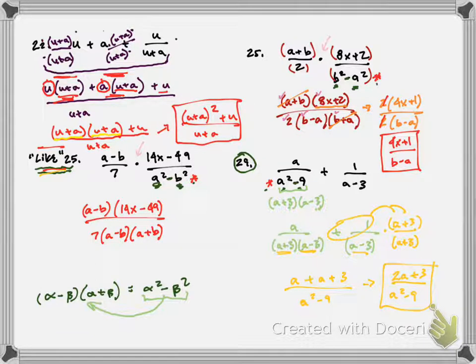Well, a minus b over a minus b reduces to 1. We can factor a 7 out of here, so I'll rewrite. This is going to be 7 times the quantity 2x minus 7. I can double check by redistributing: there's my 14x minus 49, over 7 times the quantity a plus b. 7 over 7 reduces to 1, and we're left with 2x minus 7 over a plus b. That, again, cannot be reduced.